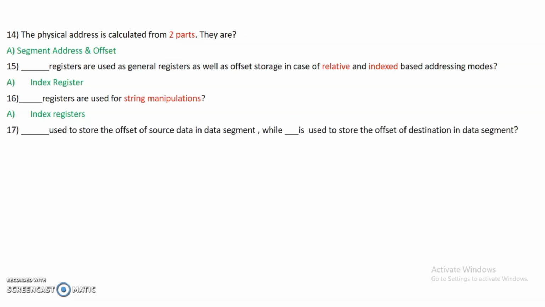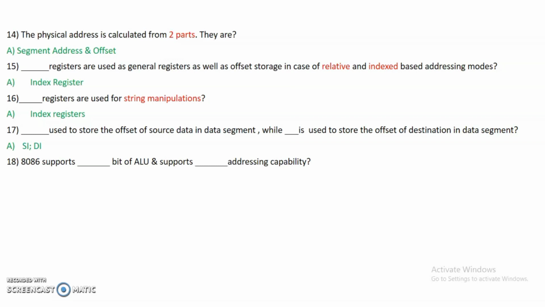Bit number 17. Dash is used to store the offset of source data in the data segment, while dash is used to store the offset of destination in the data segment. In order to store the offset of source data, you will be using the source index register. And if you want to store the offset of destination in the data segment, you will be using the destination index register.